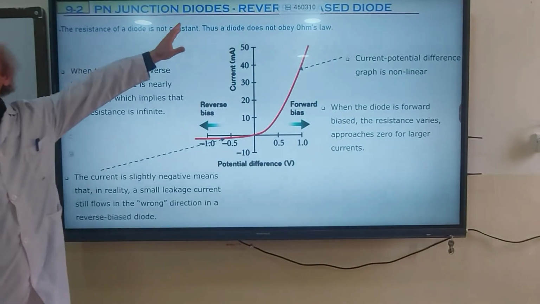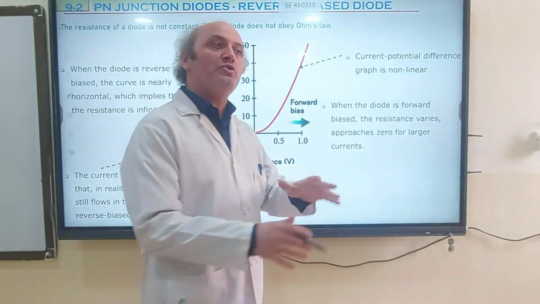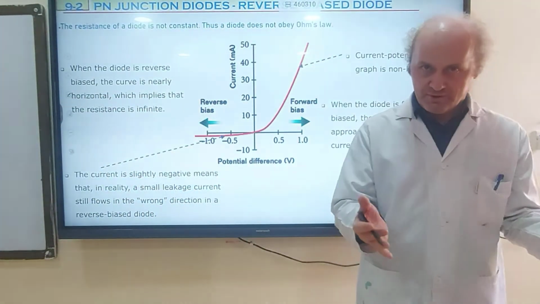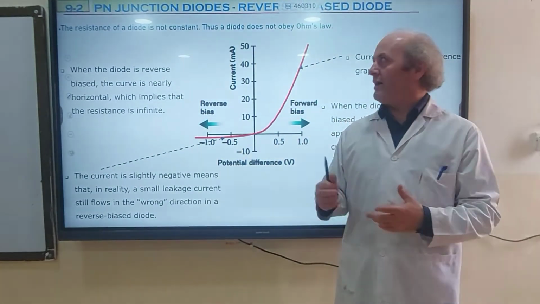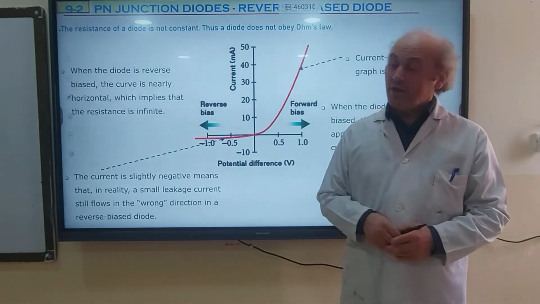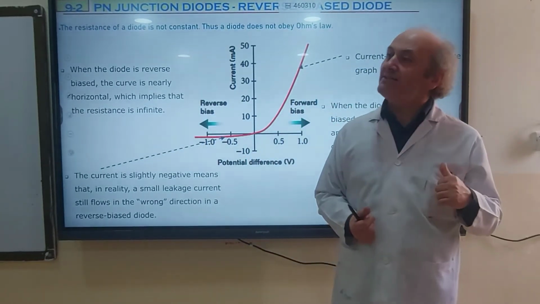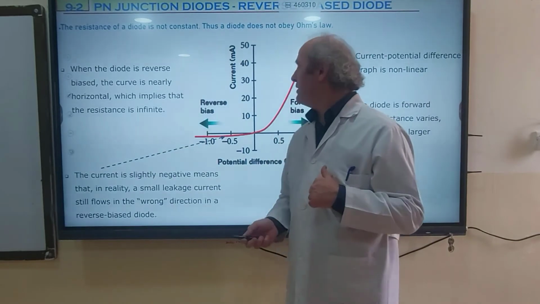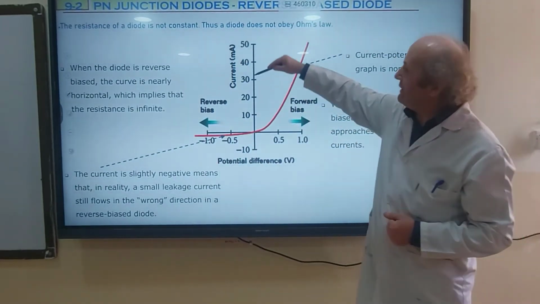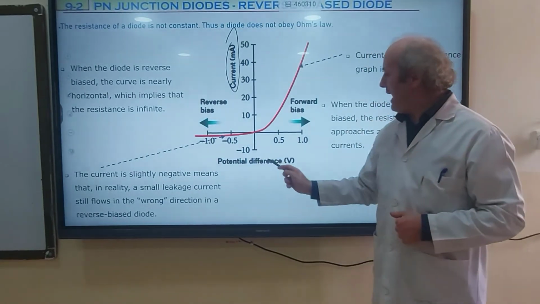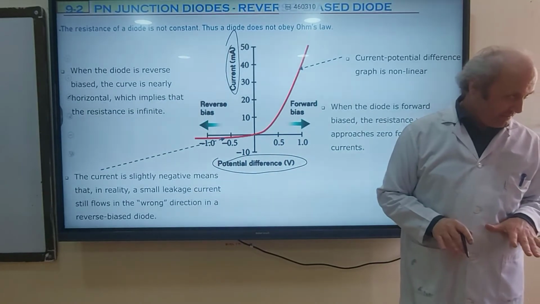The resistance of a diode is not constant. The resistance of a resistor is constant if you don't change the temperature. We know this, but a diode is not like this. A diode has a variable resistance. In one direction, it has infinite resistance. In the opposite direction, it has almost zero resistance. This graph represents how electric current and potential difference change across a diode.